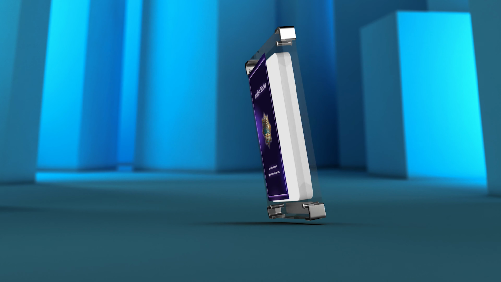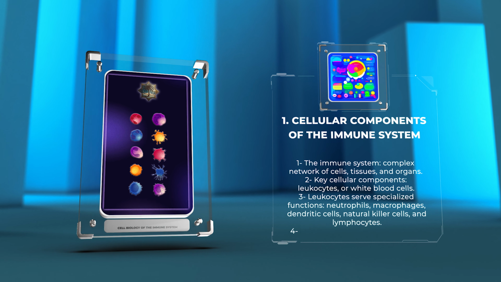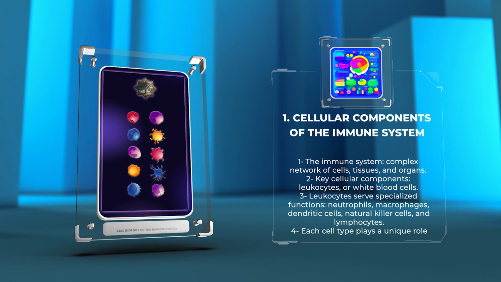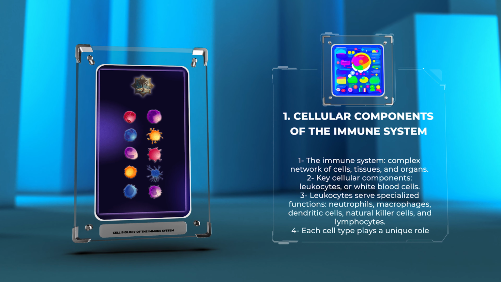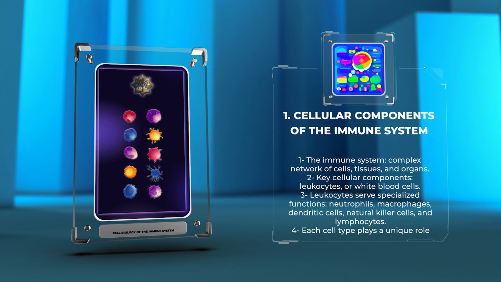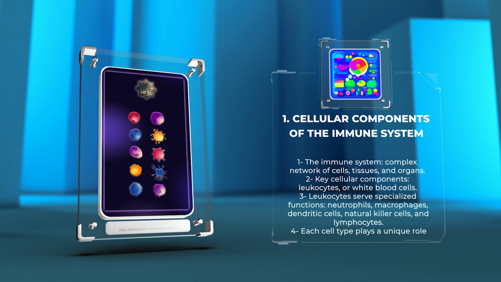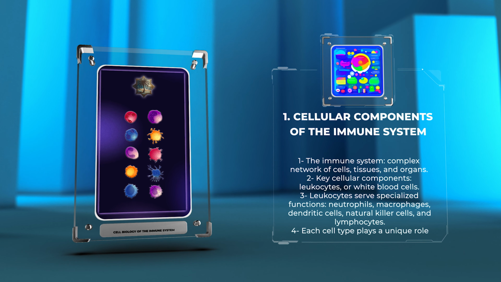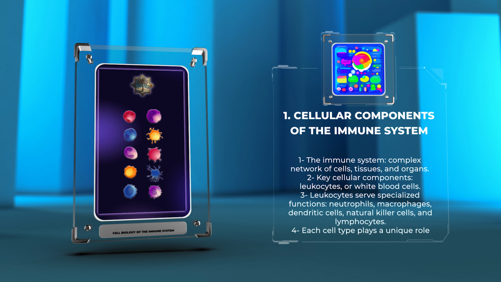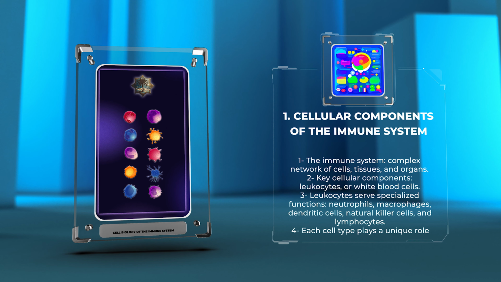The immune system comprises a complex network of cells, tissues, and organs, working harmoniously to protect the body. Key cellular components include leukocytes, or white blood cells, which are primarily involved in immune responses. Various types of leukocytes serve specialized functions, such as neutrophils, macrophages, dendritic cells, natural killer cells, and lymphocytes. Each cell type plays a unique role in recognizing and eliminating foreign invaders.